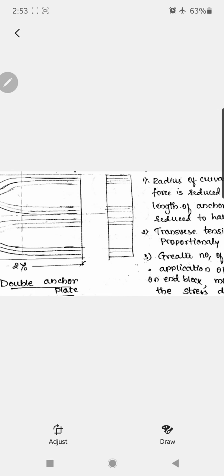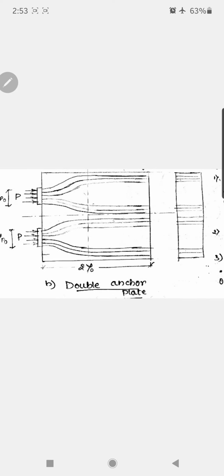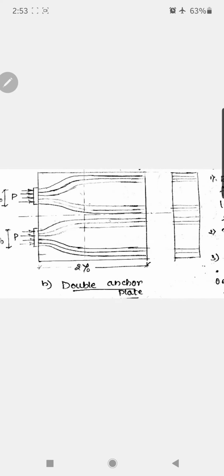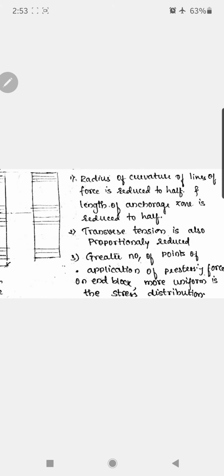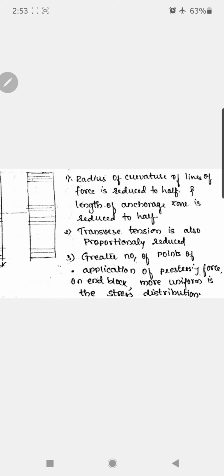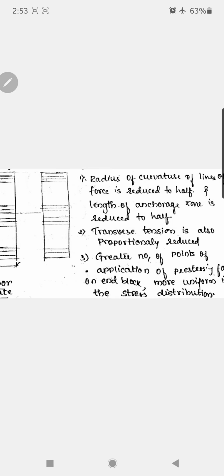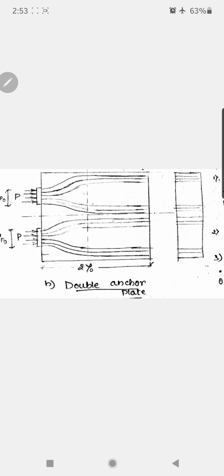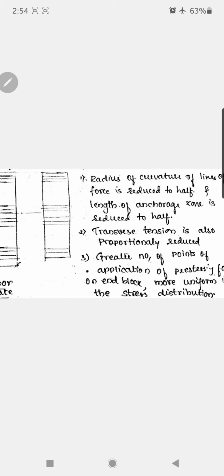Now if we use two anchor plates for the pre-stressing, which is the double anchor plate, this is the stress distribution diagram for the double anchor plate. It is clear in the figure that the radius of curvature of the lines of force is reduced to half, and the length of the anchorage zone is reduced to half. The transverse tensile stress is also proportionally reduced if you use two anchor plates instead of a single anchor plate.